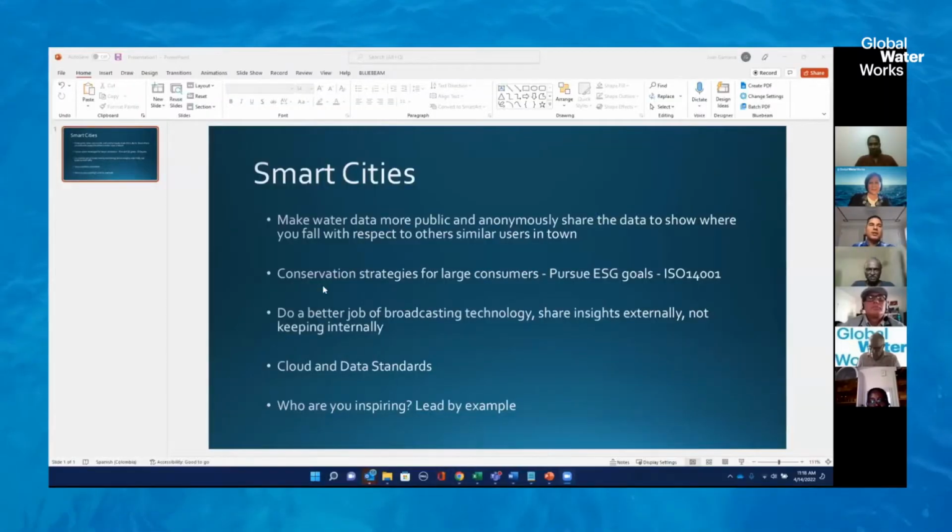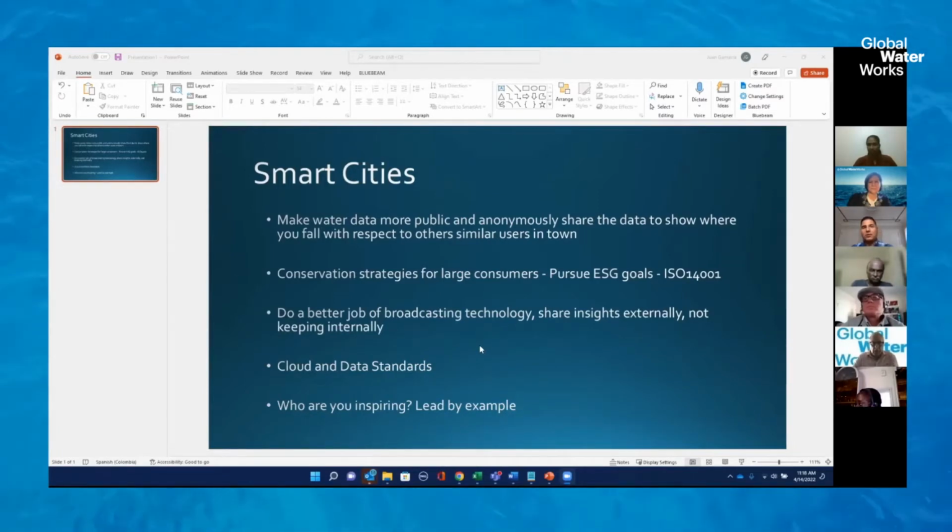Yeah, so quickly, we want to make water data more public and anonymously share that data. That way, you're looking at people within your community, how much they're consuming, and then you can compare it to how you're consuming, so you can basically adjust to what you're doing. We're looking at conservation strategies for larger consumers, so pursuing ESG goals, and somebody brought up ISO 14001, which goes into chemical usage within an organization.